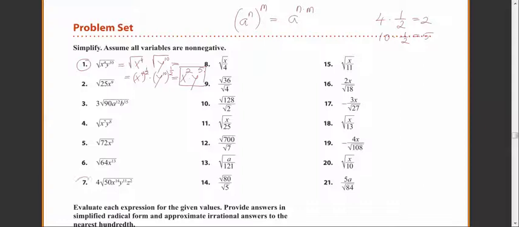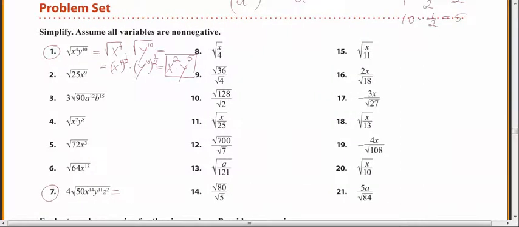Let's do number 7. Okay, number 7, as in the previous one, I will break this square root of a product into the product of the square roots. So it'll be square root 50, right, 4 times square root 50 times square root of x to the 14 times square root of y to the 11 times square root of z squared. Let's go with one at a time.